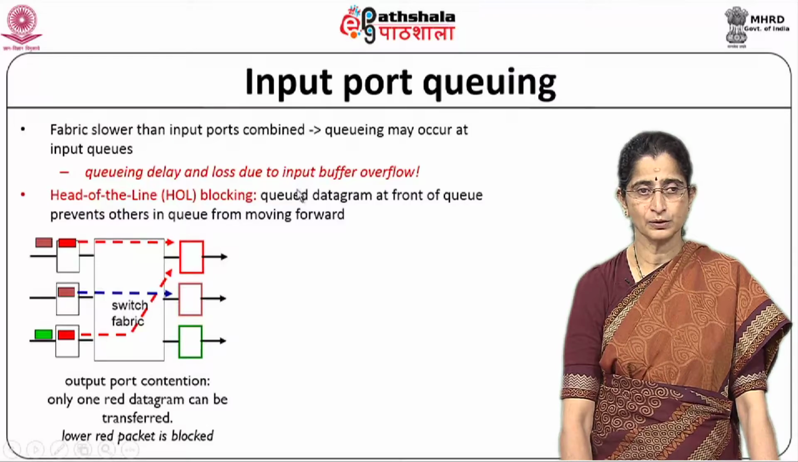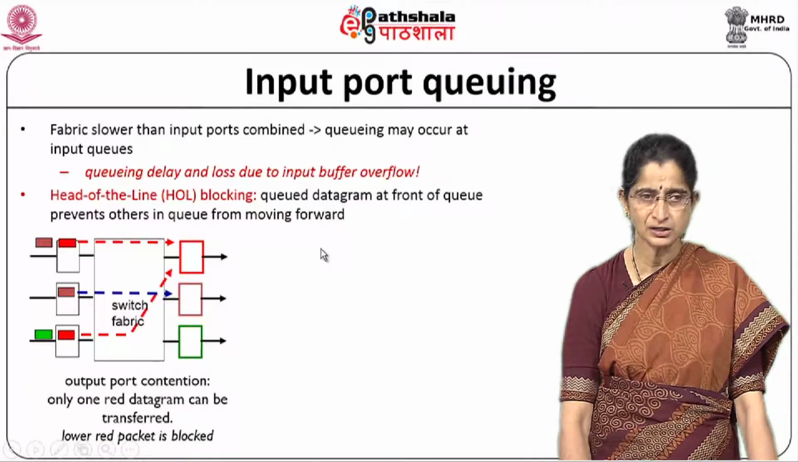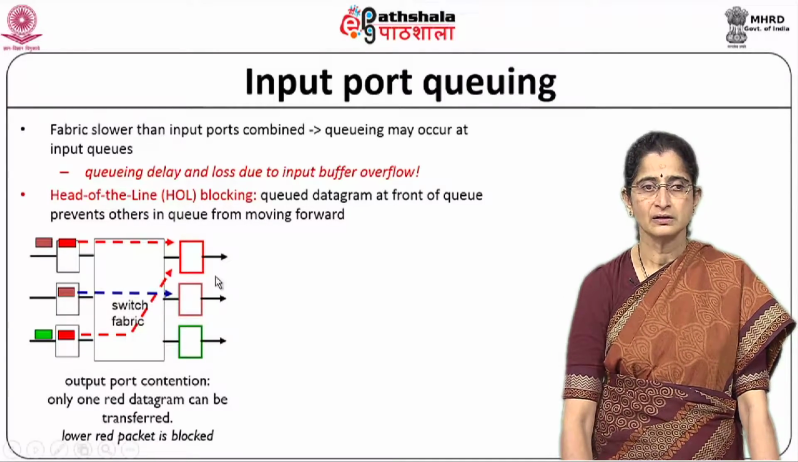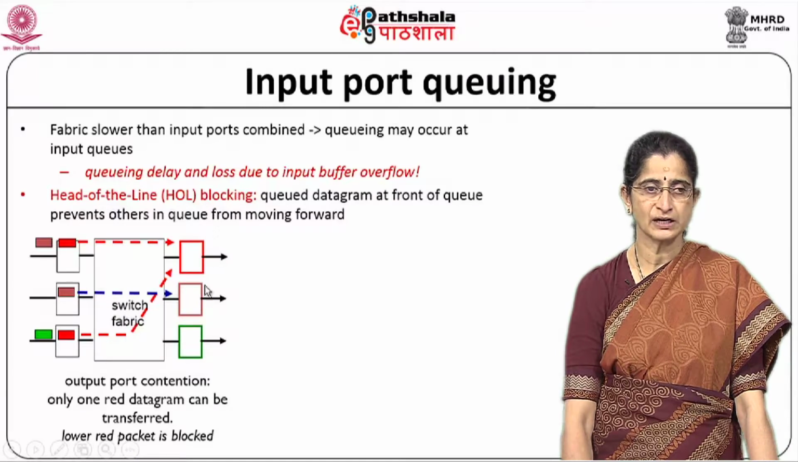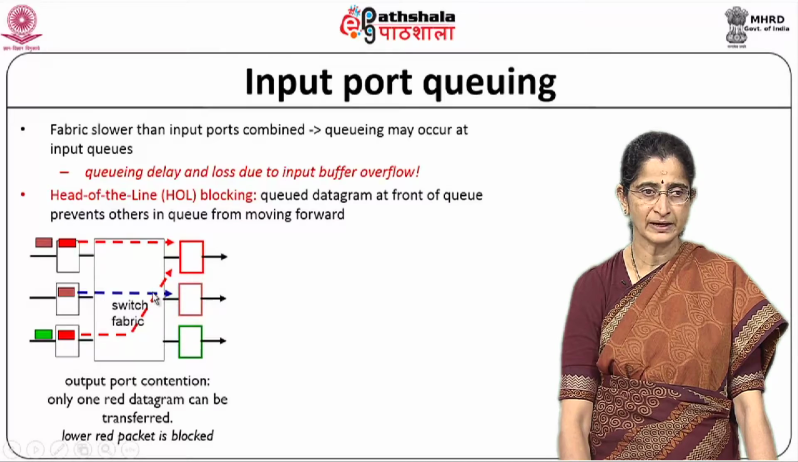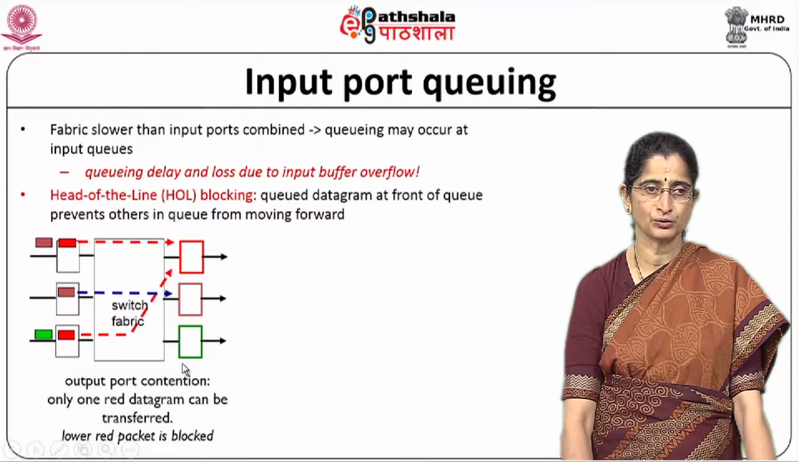That is one possibility, but one of the reasons why input port queuing is normally not recommended is that you have a problem called head of line blocking. Now, I will give you an example of this head of line blocking. If you look at this case, I have a red packet which is supposed to go here, a brown packet is supposed to go here, and a green packet is supposed to go here, let us say.